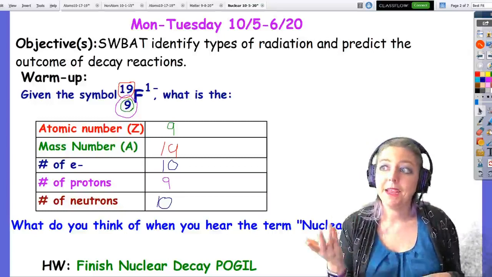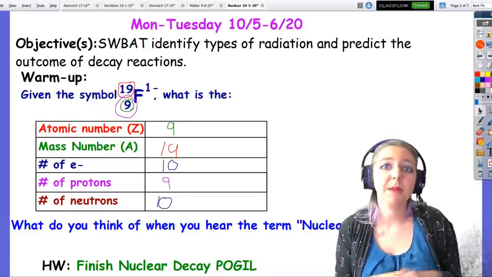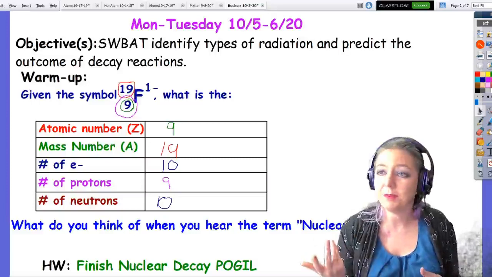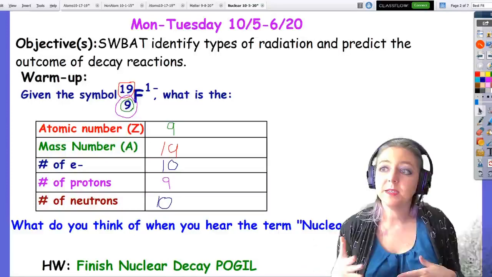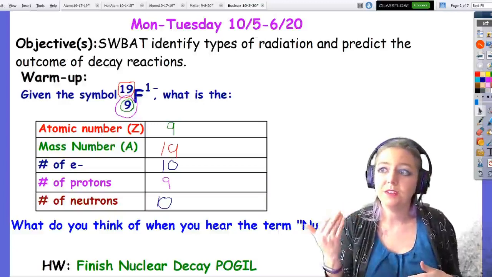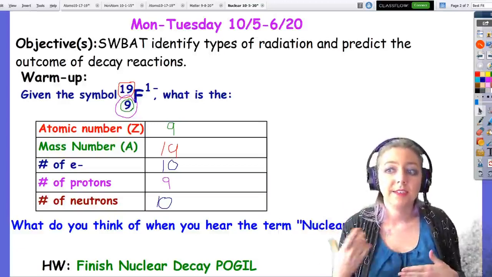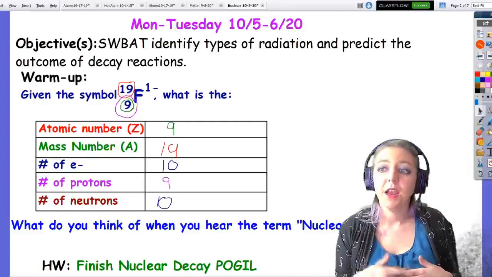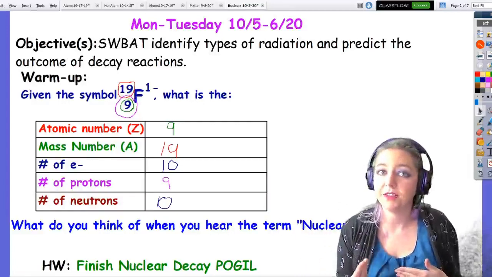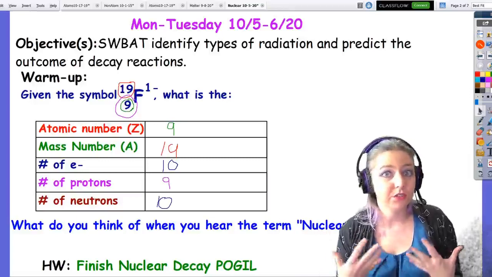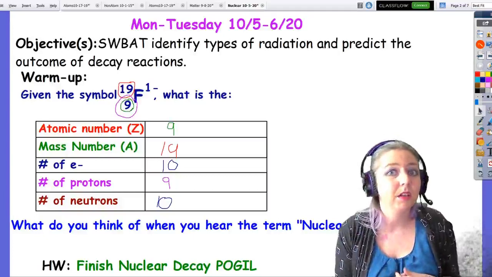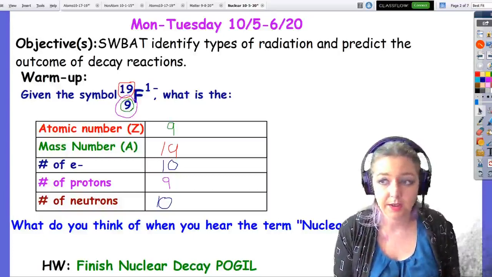On Monday and Tuesday of this week, we started talking about nuclear decay reactions. But before we started working on that, we had this warm-up. Given the symbol 19 over 9, F to the negative 1, what is the atomic number, mass number, number of electrons, number of protons, and number of neutrons? Going forward with these nuclear reactions, we need to make sure we can read these nuclide symbols really well. It is what was on our test last Friday.